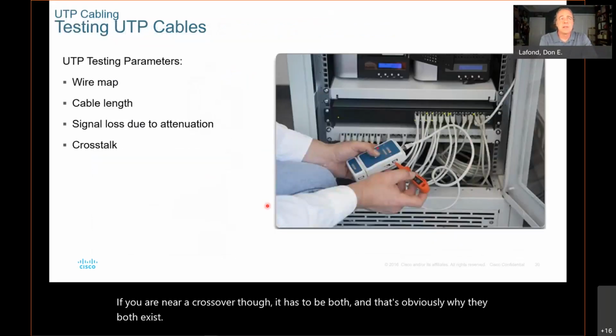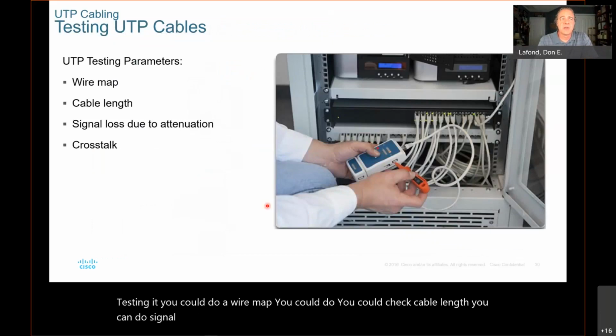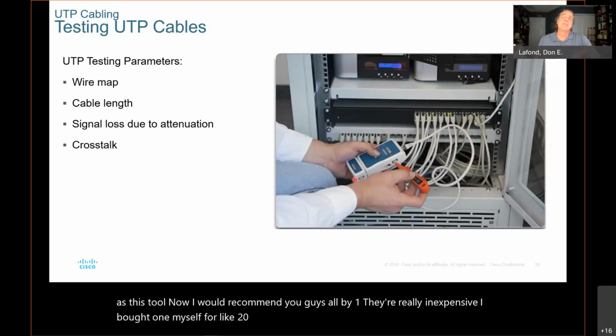Testing it, well, you could do a wire map. You could check cable length. You can check signal loss, and you can check for crosstalk using a tool such as this tool. Now, I would recommend you guys all buy one. They're really inexpensive. I bought one myself for like 25 bucks, and I actually have used it.